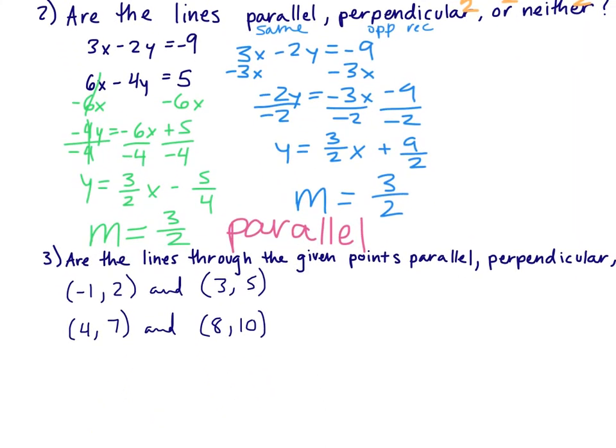For number 3, we're going to do the same thing, but here it gives us points, and we have to find the slope using those points. So again, if it's parallel, we have the same slope. Perpendicular would be opposite reciprocal slopes, and neither is just two totally different slopes. So our slope formula is the change in y, so y2 minus y1 over x2 minus x1. I always like to label the points before I start, so I have x1, y1, x2, y2.